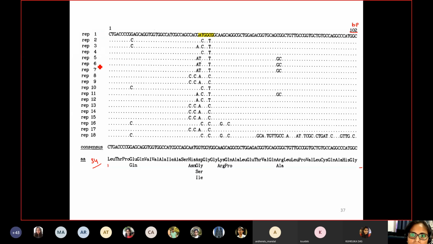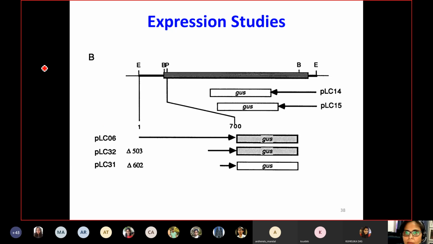For example, in this case it is repeated 17.5 times, because in the 18th repeat you will see the repeats are only conserved until this phase, and the last 5 are not conserved, only in a few places. So it is conserved up to 17.5. Then they processed further and performed some expression studies.